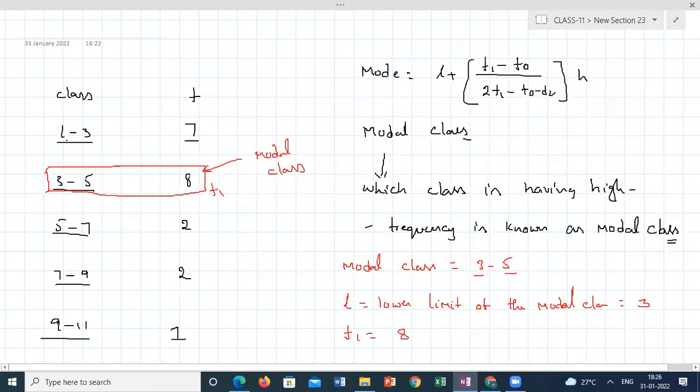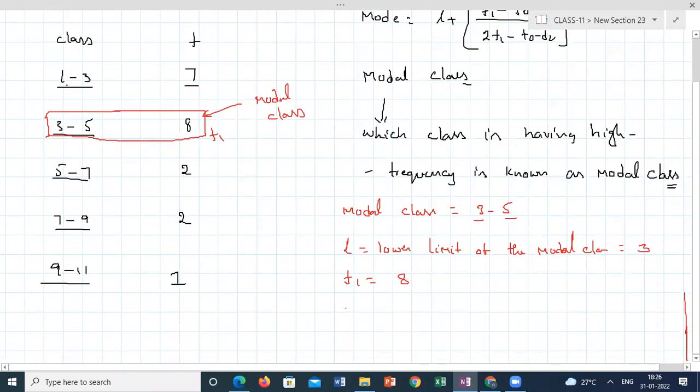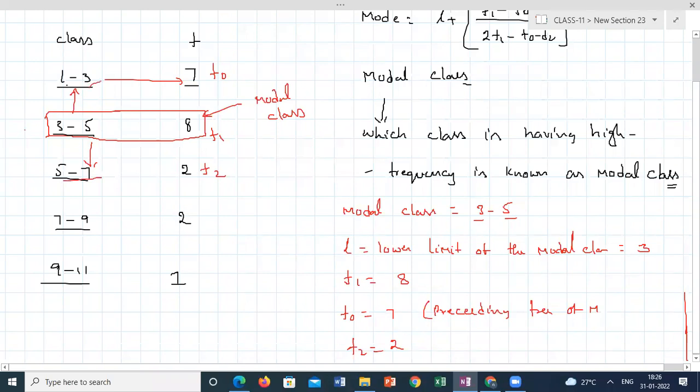What is F2? Sorry, F0. F0 is the frequency of the preceding modal class. What is the preceding modal class? 1 to 3 is the preceding modal class. This is the corresponding F0 value. The succeeding modal class is 5 to 7. This is the F2 value. Agree? My F0 is 7, the preceding frequency of the modal class. F2 is the succeeding frequency of the modal class, 2. So this is succeeding, this is preceding, and this is my modal class. So now we got all the values.